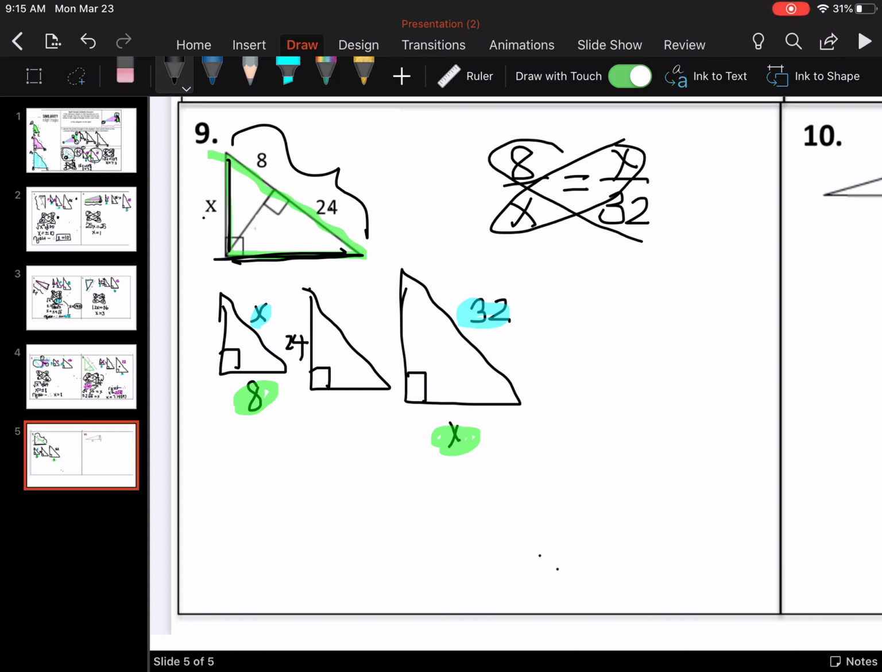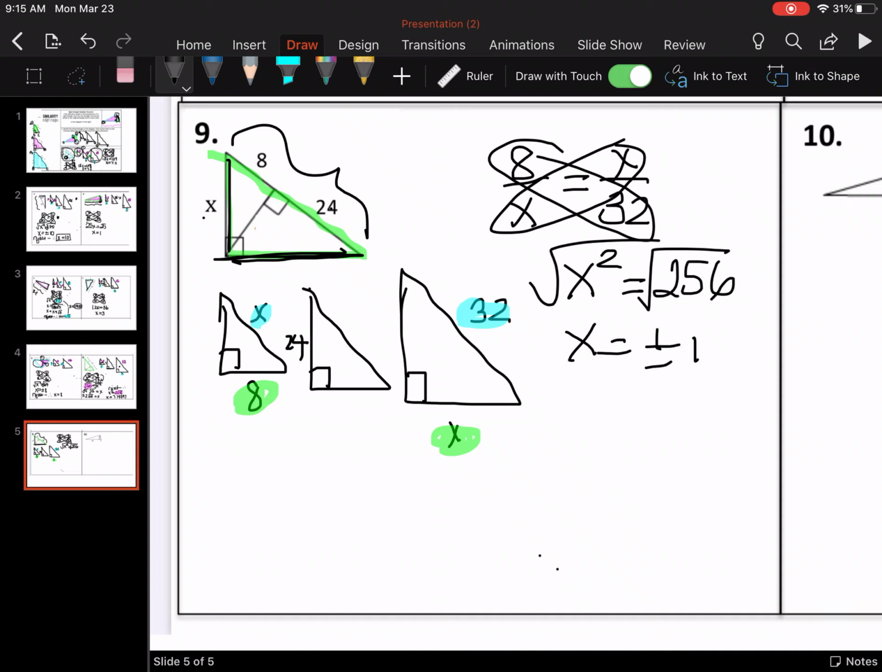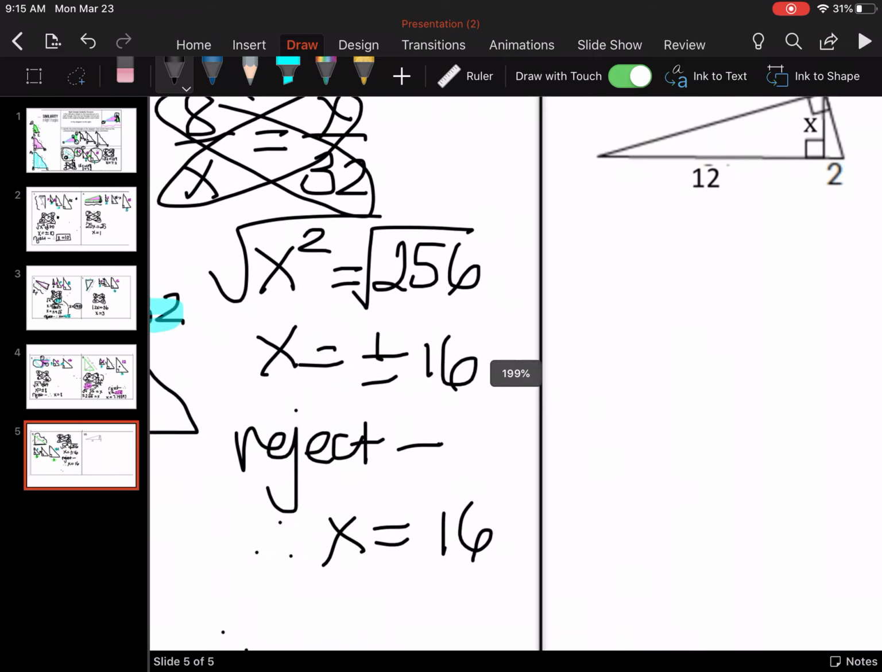Cross multiply. X times x is x squared, and 8 times 32 is 256. Now you might not know, but if you do the square root of 256, it actually gives you a nice whole number. Gives you 16. Okay, so we reject the negative. Therefore, x is just equal to positive 16. Last one. Woohoo! Yay.